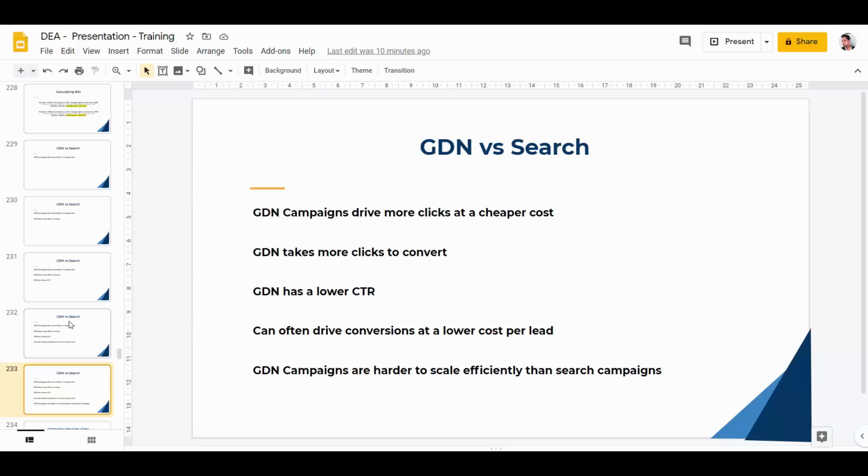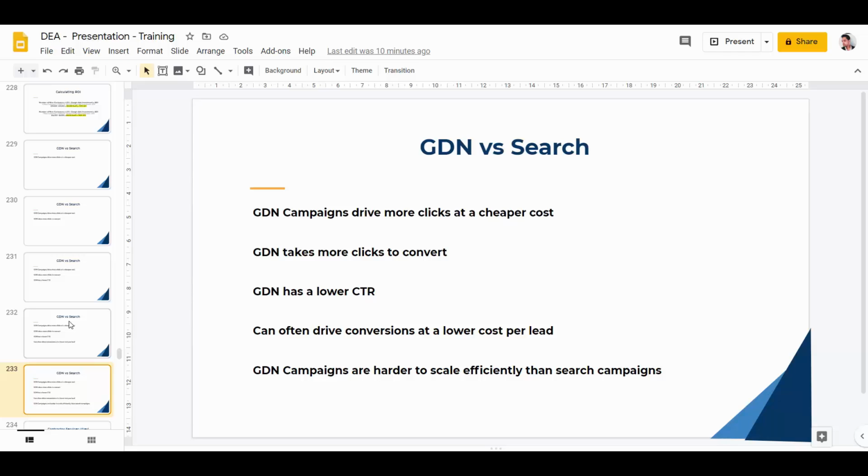And GDN campaigns are harder to scale efficiently than search campaigns. What I mean by that is, if your account is limited by budget and it's doing well, sometimes when you increase the budget for GDN campaigns, you just see that your CPL, your cost per lead, will go up and you're not going to get that many extra conversions, okay? And there's a reason for that.